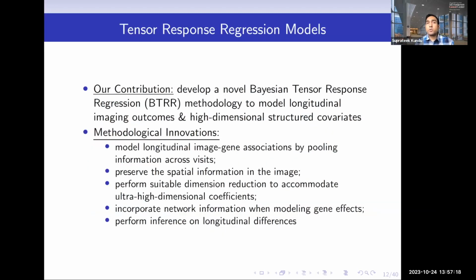So what is our contribution in this work? We developed a novel Bayesian tensor response regression model methodology to model longitudinal imaging outcomes on high-dimensional structured covariates, right? So we have these longitudinal imaging outcomes, which are the brain images for us. We regress them on these high-dimensional structured covariates, which for us are genetic covariates.